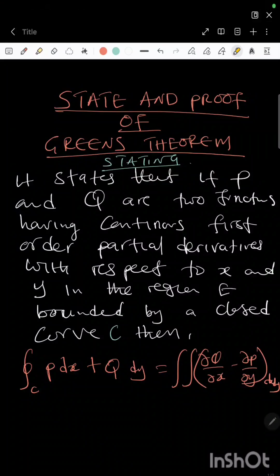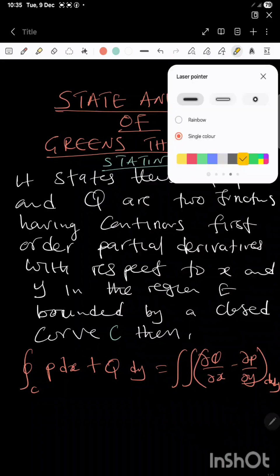Hey everyone, this is the Radical Tutor here explaining, and in this video we are going to look at the statement and the proof of Green's theorem. So we are going to see how Green's theorem is stated and how we can prove it. Alright, so how do we state it? We are going to start by stating it.